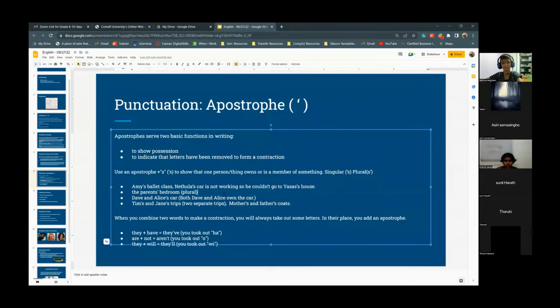Asari, would you like to go? Yes, teacher, I would like to go. I want to give an example of the structure with a shared item.